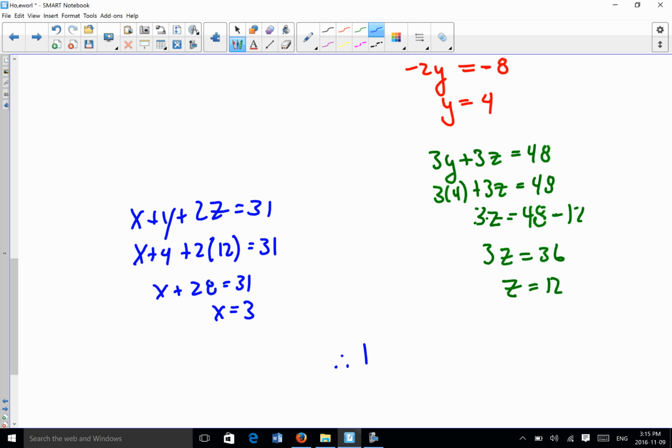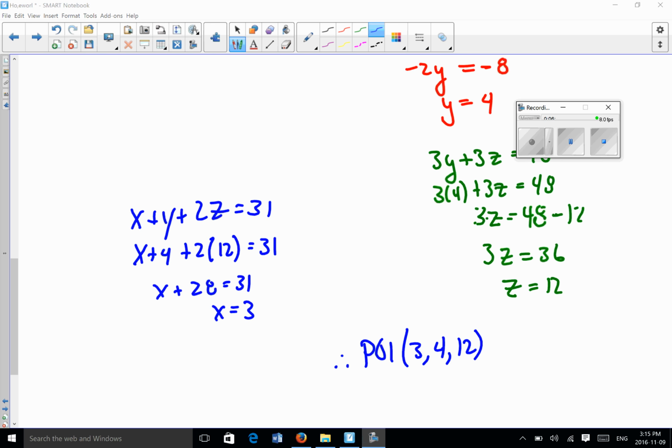So our POI between these lines is 3, 4, and 12. There's our solution. Okay, that's number 5. I mean, that would be letter B, sorry.